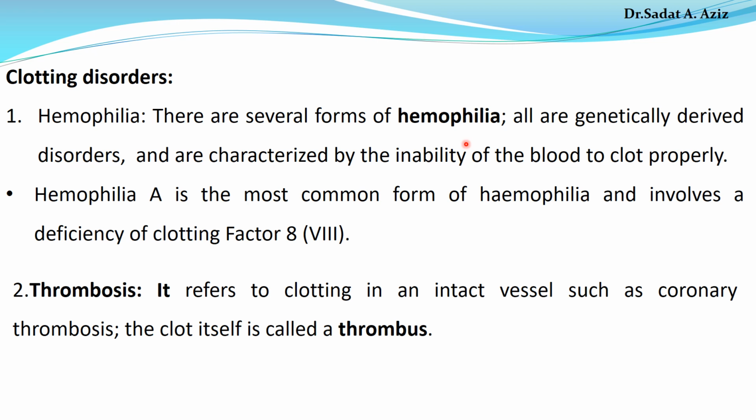The most common type of hemophilia is called hemophilia A, or type A, which involves a deficiency of clotting factor 8, the factor which was responsible for the conversion of what? Of soluble fibrin to what? To cross-linked fibrin. So hemophilia A can be defined as a type of hemophilia which is related to the deficiency of factor 8, or clotting factor 8.